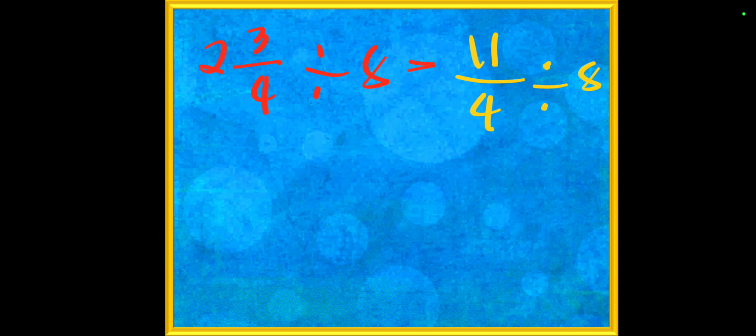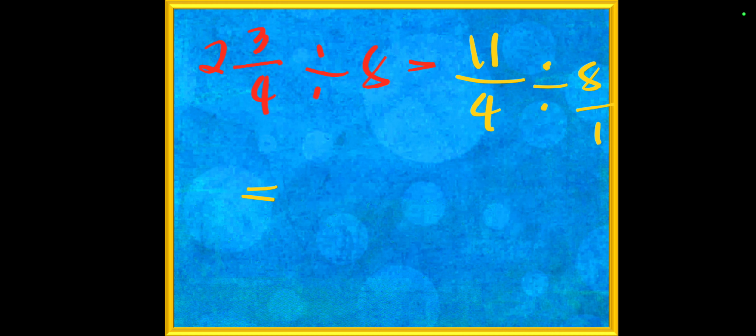Again, please always remember that if you have a whole number, there is automatically a denominator equal to 1. The denominator of a whole number is always equal to 1. I hope that is clear. So this time, you do the second step. The second step is you follow the method I told you: keep, change, flip, or KCF.